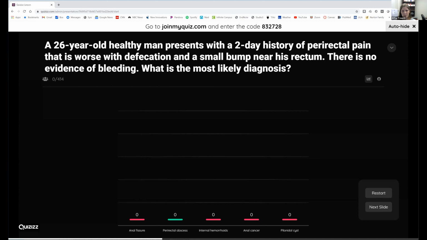For this question, the young man with perirectal pain, the correct answer is perirectal abscess. So here, the presentation is acute. It's only 2 days. It involves pain. Now, anal fissures present with severe pain as well, with defecation and sometimes with trace bleeding, but not usually with a visualized lesion or something that can be palpated, although you might see a skin tag. Internal hemorrhoids don't usually have significant pain associated with them and will have more bleeding. Anal cancer usually has a more chronic presentation than a 2-day history. And pilonidal disease, this is not the correct location.